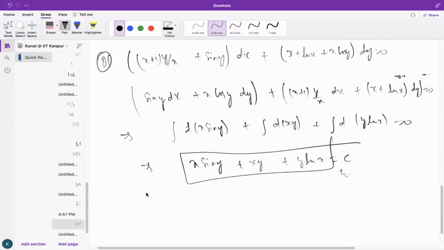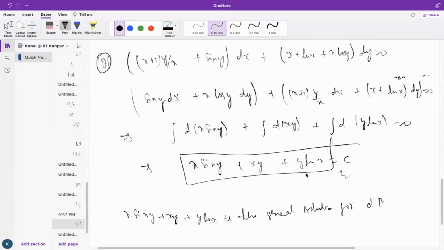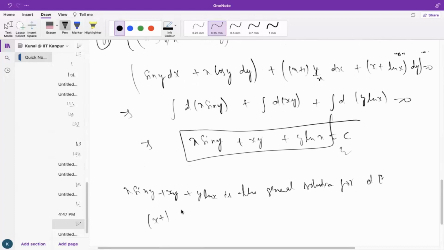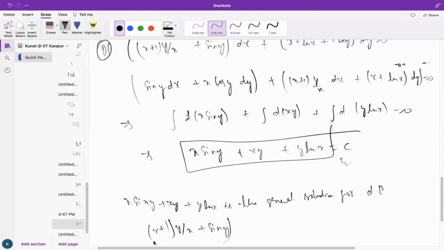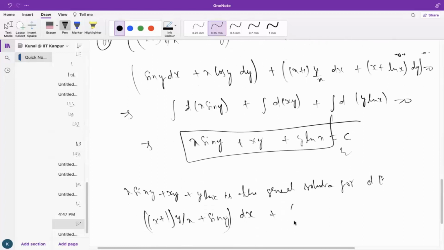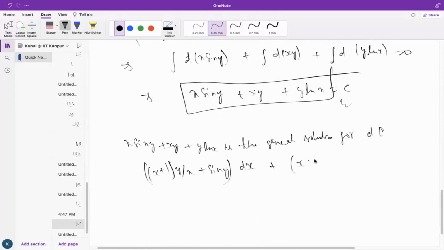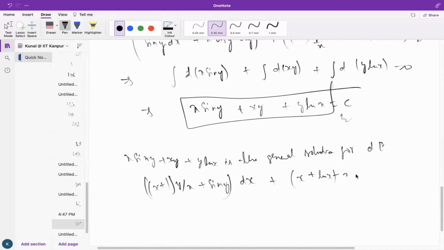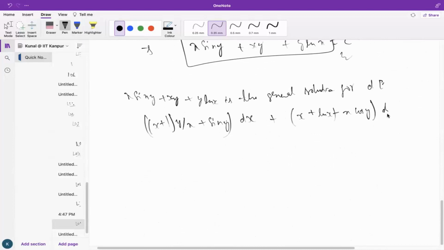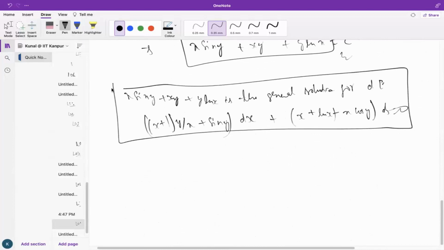So this is the general solution for the differential equation (x plus 1) y by x plus sin y dx plus (x plus ln x plus x cos y) dy. So this is actually the final solution.